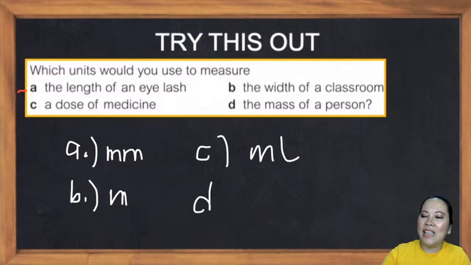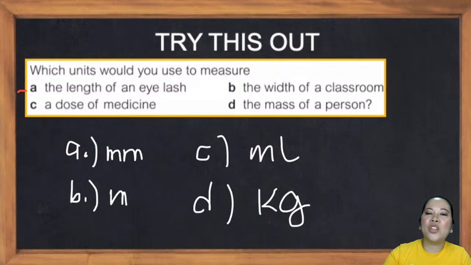Alright, and then the last one, the mass of a person. How do you measure yourself? Measuring your weight. What does your weighing scale tell you about your measurement? Yes, wow, we have a very good group of students tonight. Well done. All right, so let's proceed. That's correct. We use kilogram.